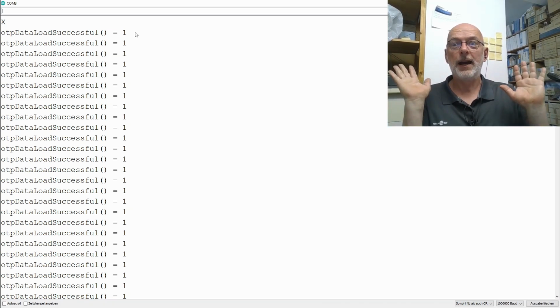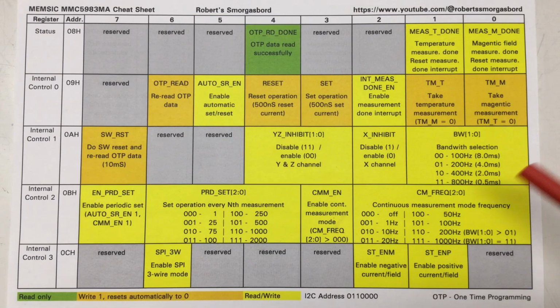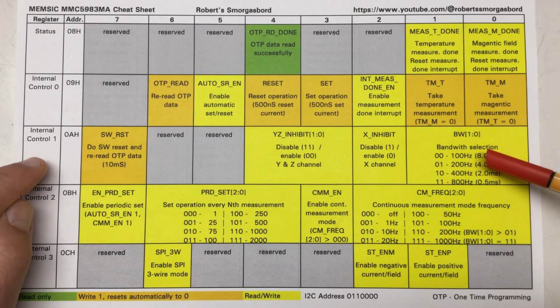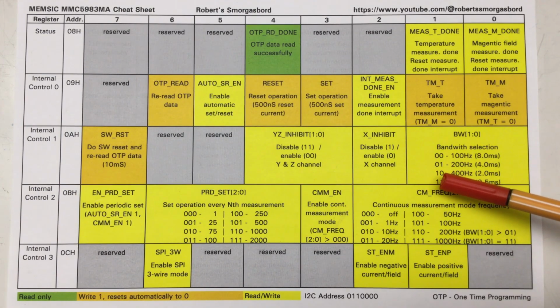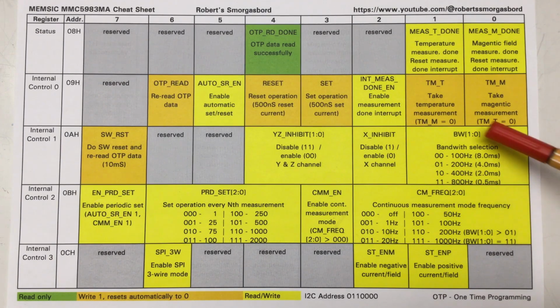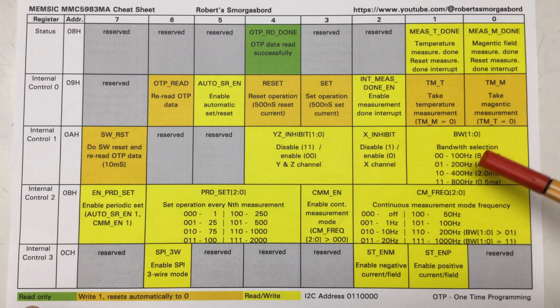True, everything's fine. Let's move on to the bandwidth selection, and here we have a 2-bit option in the internal control register 1 between 00, 100 Hz, and 11, 800 Hz. And the bandwidth selection also influences how long a measurement of the magnetic field takes, so between 8 milliseconds and 0.5 milliseconds. The reason being the chip internally averages over several measurements. Anyway, let's write the code for that.